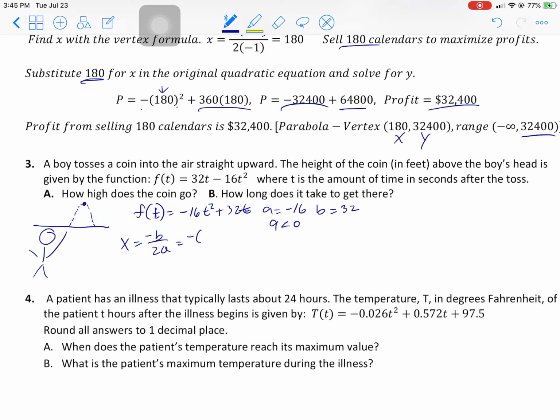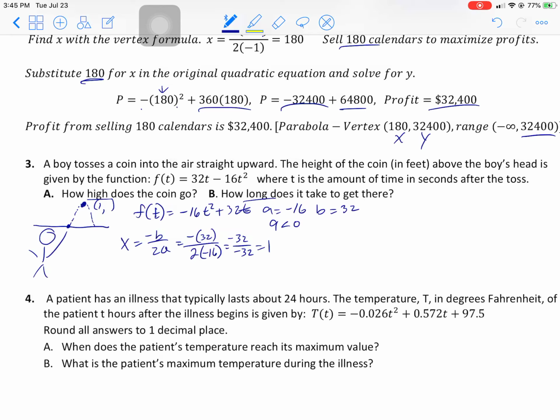So negative 32 over 2 times a negative 16 is negative 32 over negative 32, which is 1. So it takes 1 second for this coin to go from here up to here, okay? 1 second. All right, and then it wants to know how high it goes and how long it takes to get there. So it's going to probably ask you both most of the time. It doesn't really matter which one it asks you first.